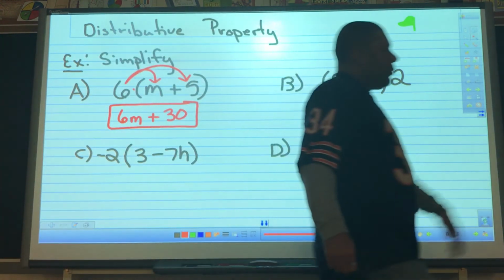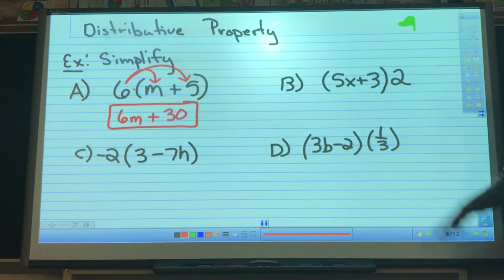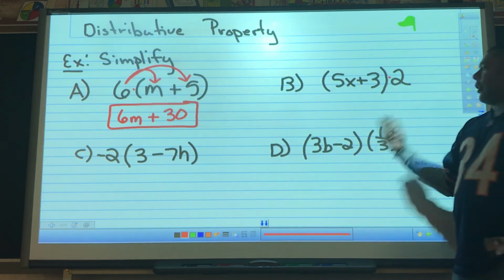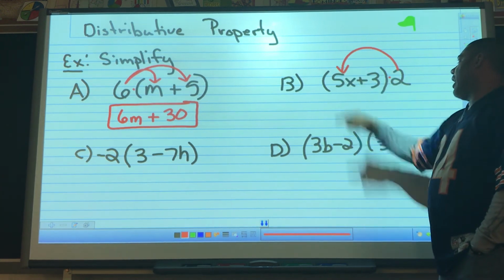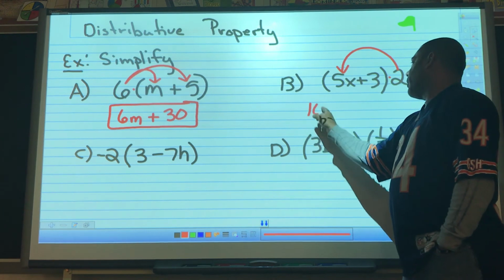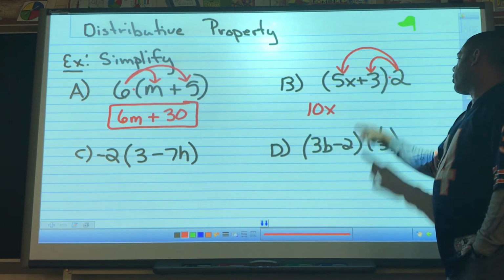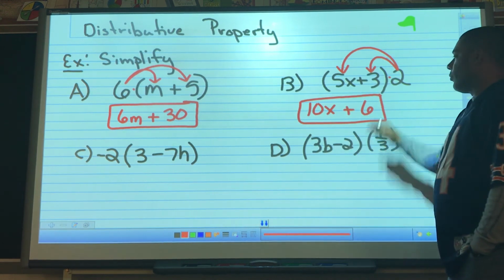Letter B. Parentheses, 5x plus 3, close parentheses, times 2. Well, it doesn't matter that it's on the other side. It's still multiplication. We are still doing the same thing. 2 times 5x is 10x. 2 times 3 is 6. Okay?